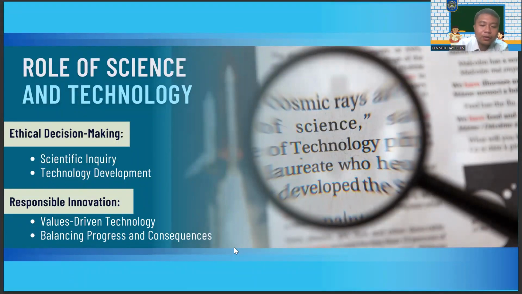Another role of science and technology is responsible innovation. Integrating values into technology education fosters responsible innovation, by understanding that technological advancement should align with shared values such as safety, sustainability, and social justice.